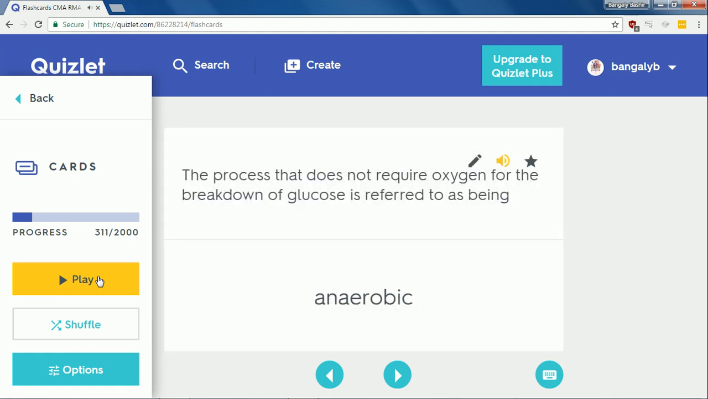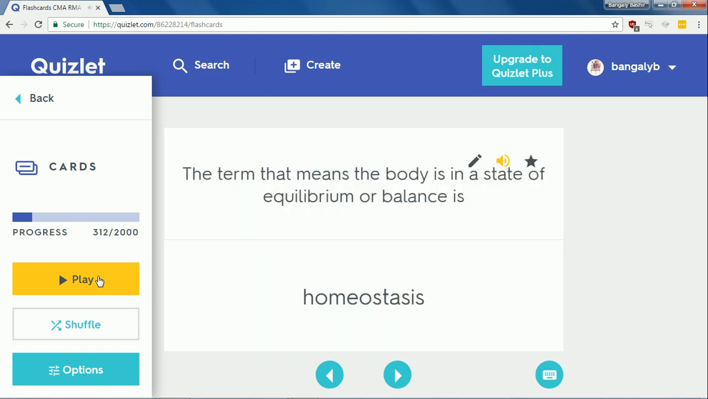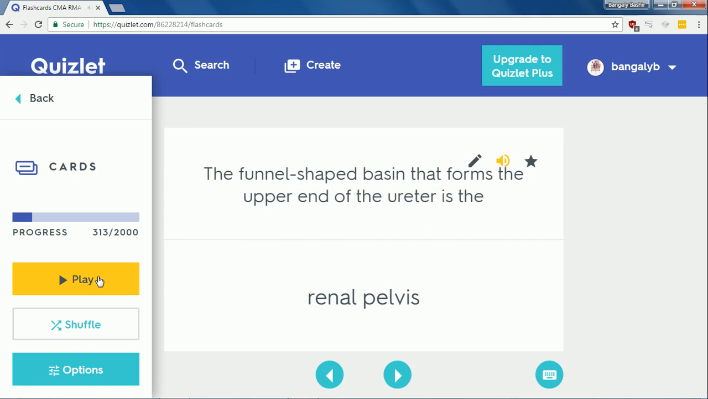The process that does not require oxygen for the breakdown of glucose is referred to as being anaerobic. The term that means the body is in a state of equilibrium or balance is homeostasis. The funnel-shaped basin that forms the upper end of the ureter is the renal pelvis.